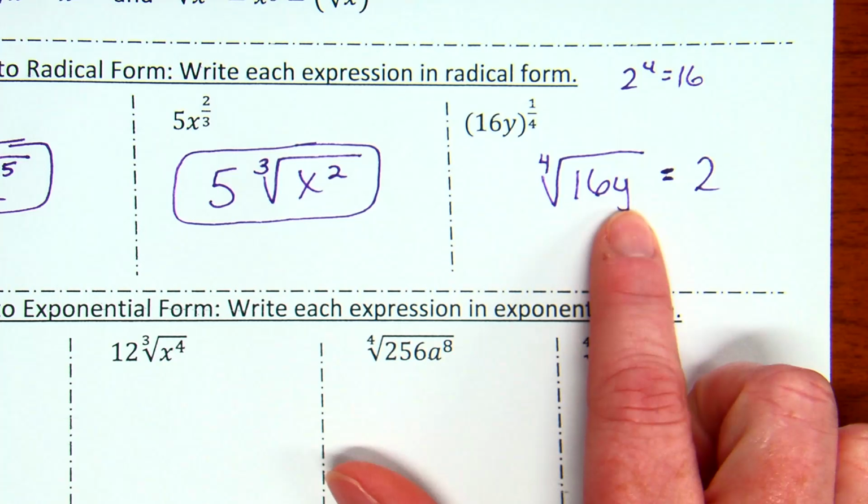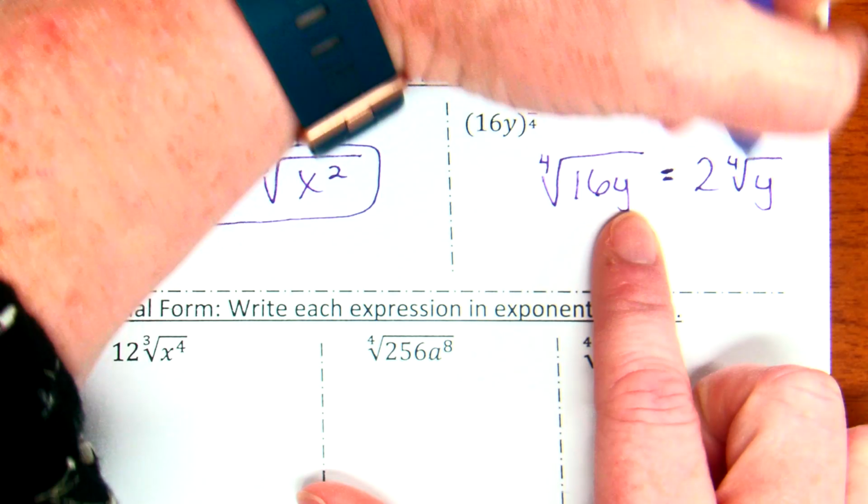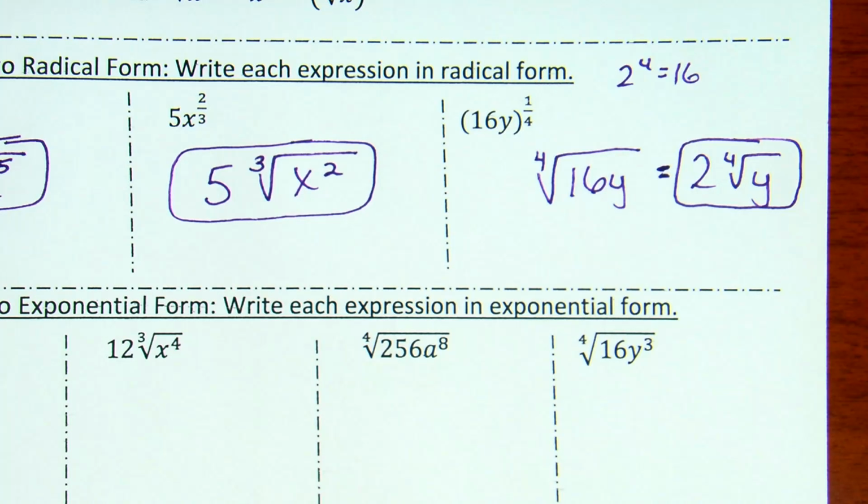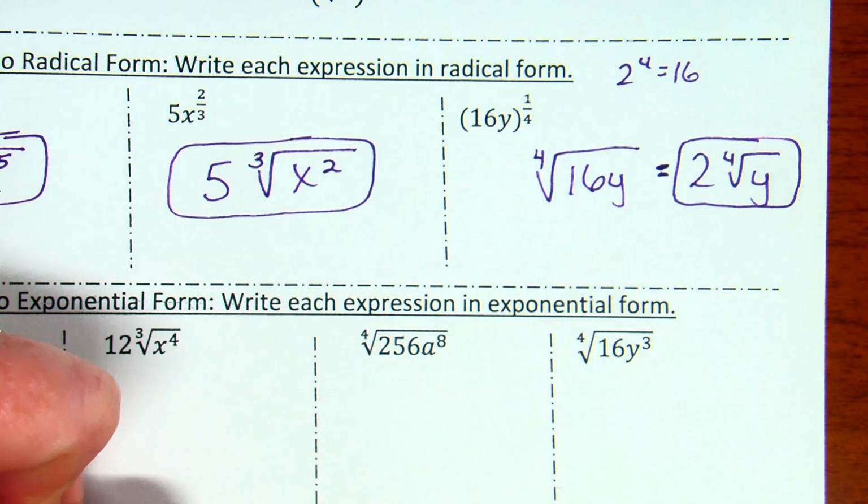can we take the 4th root of y? We can't. So it's going to stay the 4th root of y. So I have 2 times the 4th root of y. Okay? Okay, let's try the next row.